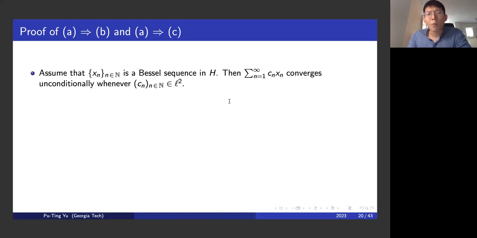One thing we have to know before the proof is this: assume that Xn is a Bessel sequence in H. Then the sum of Cn times Xn converges unconditionally whenever the sequence (Cn) is in ℓ². Also, let me emphasize that we usually use this bracket to denote a sequence of elements in H, and whenever we use this parenthesis, the sequence must be a sequence of scalars. So if Xn is a Bessel sequence, then this infinite sum converges unconditionally whenever (Cn) is in ℓ². Let me go back to the previous slide for just a second.